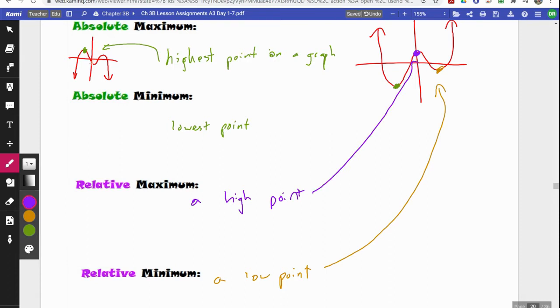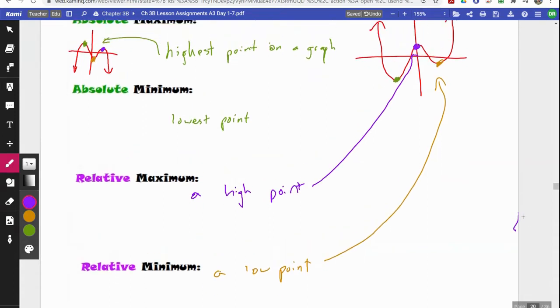Similarly, on this other mini graph I drew, this would be a relative minimum. It's gold. And a relative maximum would be this point. Again, because it's a peak, but it's not the highest peak. And this one, the gold one, is a valley, but it's not the lowest point on this graph. It dips down, but it's not the lowest point that it dips down to. It would go to negative infinity on this graph.